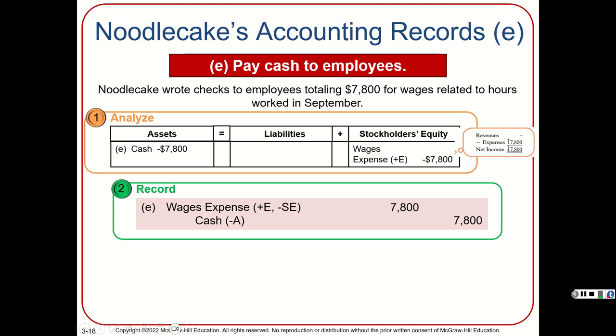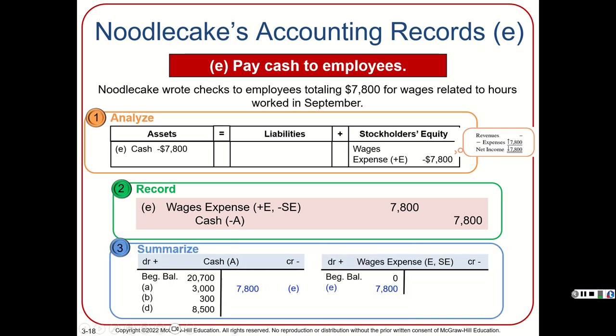So again, wages expense, your expense is going to increase, which is a debit, and your cash is going to decrease, which is a credit. So here we see a decrease to the cash account, and your wages expense is the $7,800.